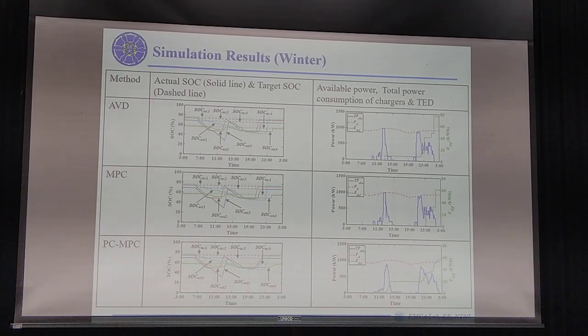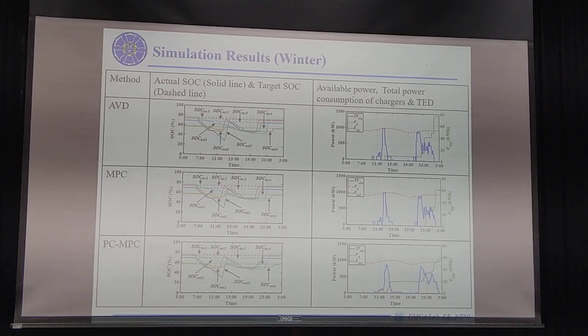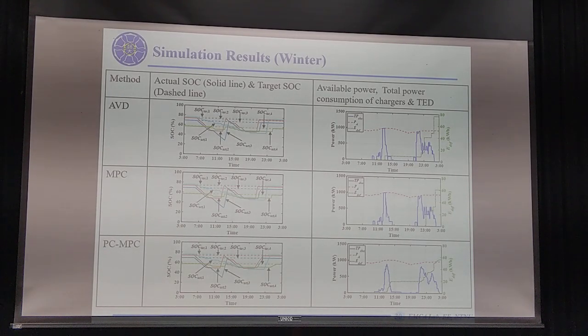Now let's look at the results for the winter scenario. The graphs on the left show the actual SOC as solid lines and the target SOC as dashed lines. On the right, we have the available power, the total power consumption of the chargers, and the cumulative total energy deficit. You can see that the total power consumption always stays below the available power limit.